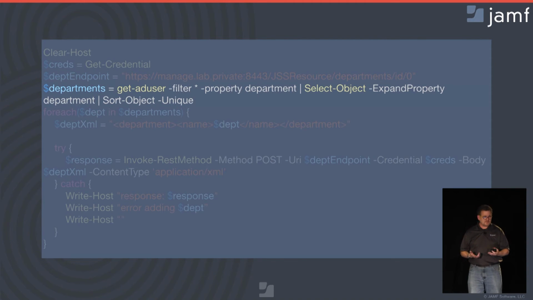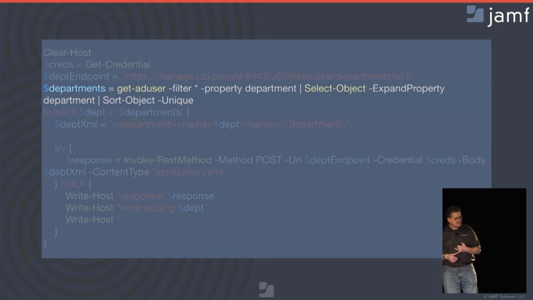To get the departments, I'm using the Get-ADUser module. To get the departments, I have to look at each user and see what department might be associated with that user. Get-ADUser is a Windows only module, so this I have to run on a Windows machine. Sorting the departments, and I'm getting just unique departments, so I won't have duplicates as I try to upload.